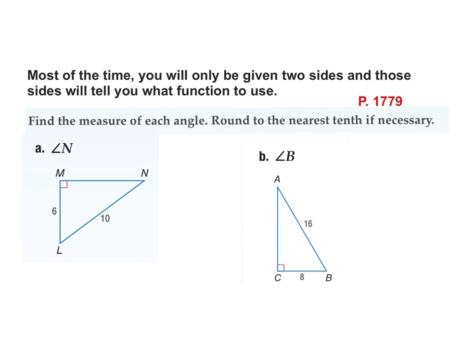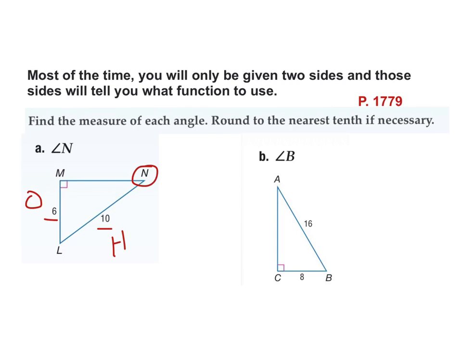If you want to screenshot this from your book, these two problems are on page 1779. I'll walk you through the first one a little bit and then have you finish it. So for A, we're trying to find angle N. They give us 6 and 10. In relationship to angle N, what side is 6? Opposite, adjacent, or hypotenuse? Opposite. What is 10? Hypotenuse. So which function do you think I'm going to have to use to figure out angle N? Sine. Because I'm dealing with opposite and hypotenuse. You're not forced into it. If you really wanted to find this side, you could, but why do the extra work if you don't have to?